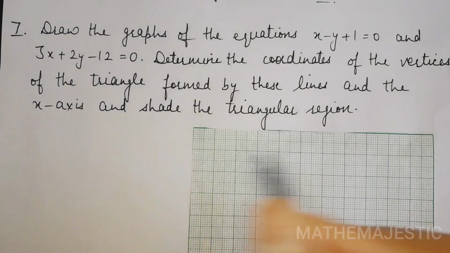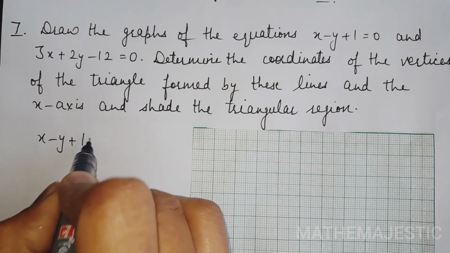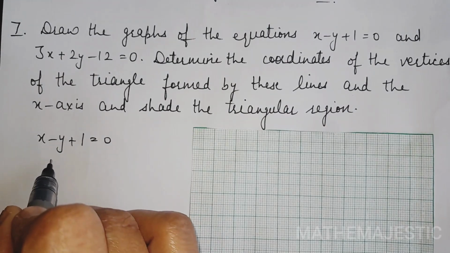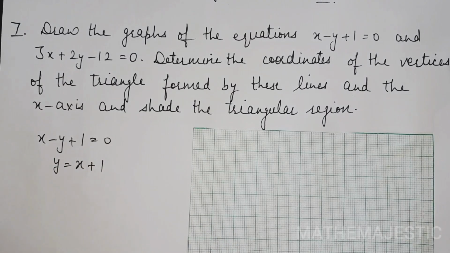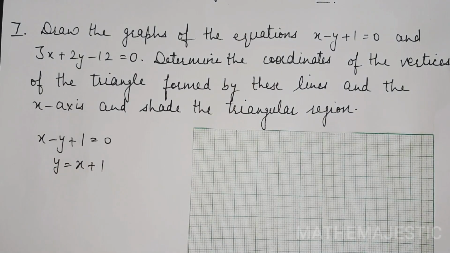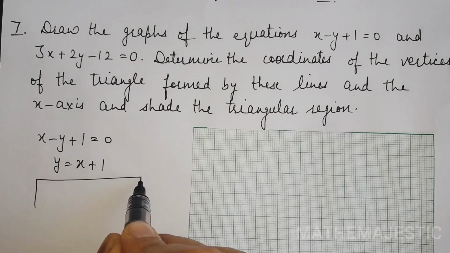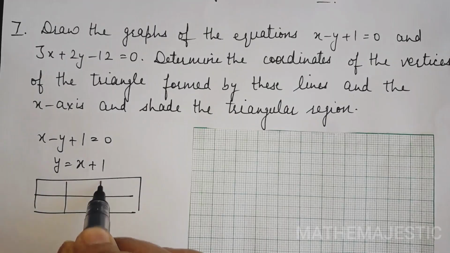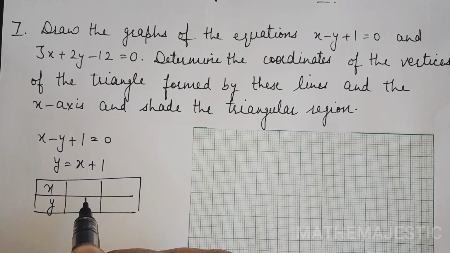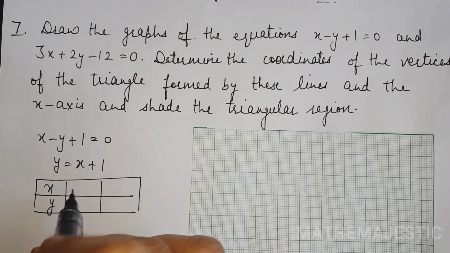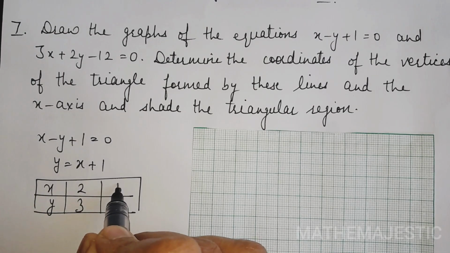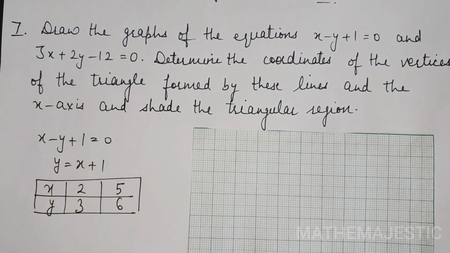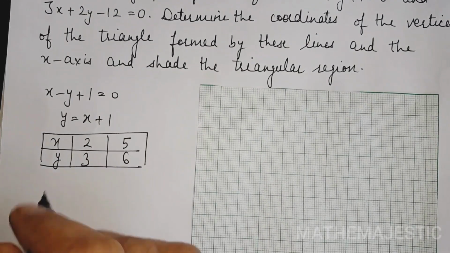There is no difference. First equation is x minus y plus 1 equals 0. So first we have to find the value of y here, that is x plus 1. We will take y on the other side, so y equals x plus 1. Now second, we will make a table of x, y. If we take x as 2, then y will be 3. If we take x as 5, then y will be 6, or you may take any value. It is up to you, whichever is convenient.